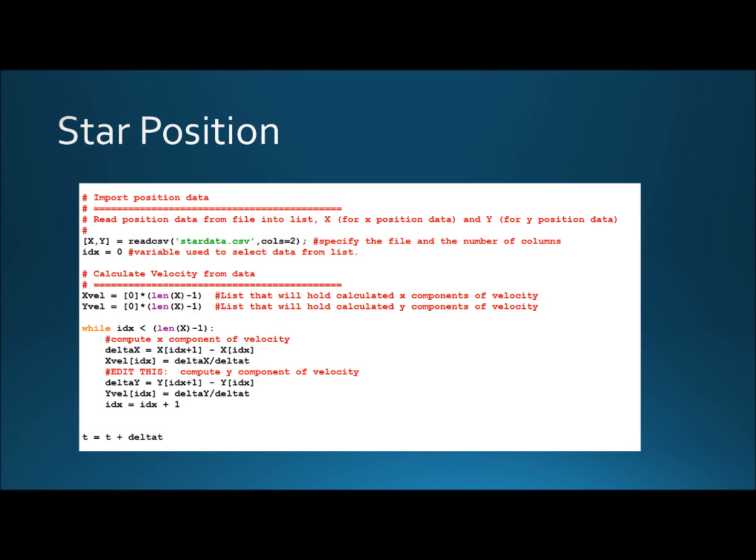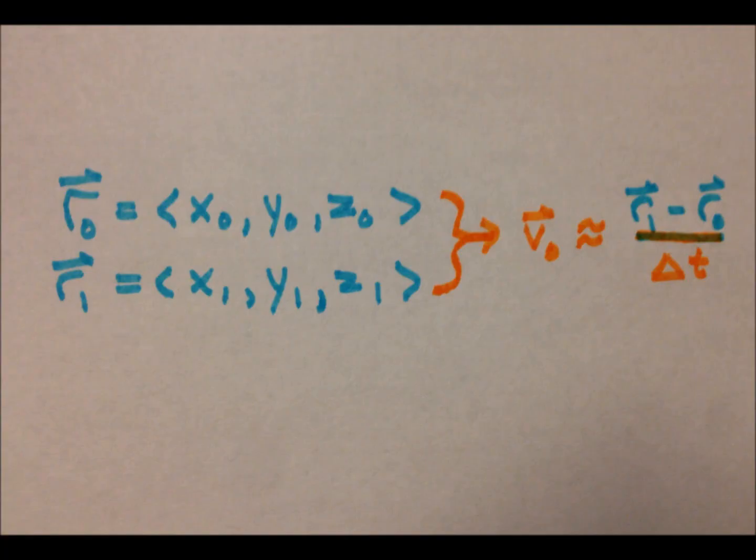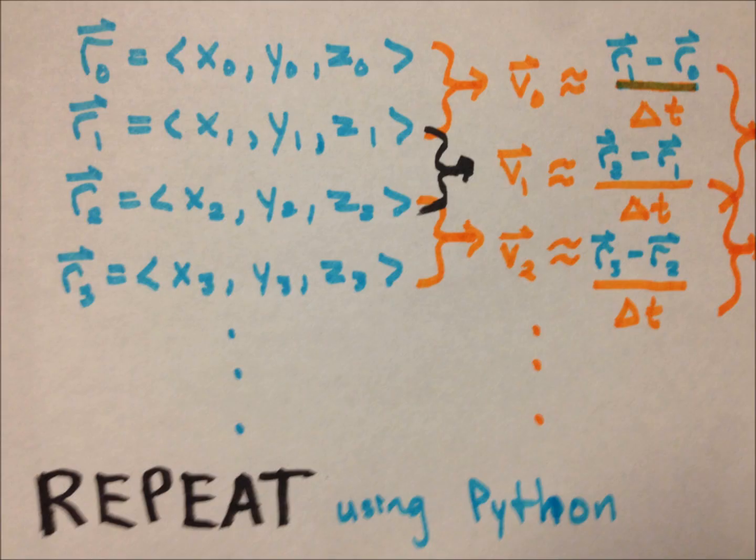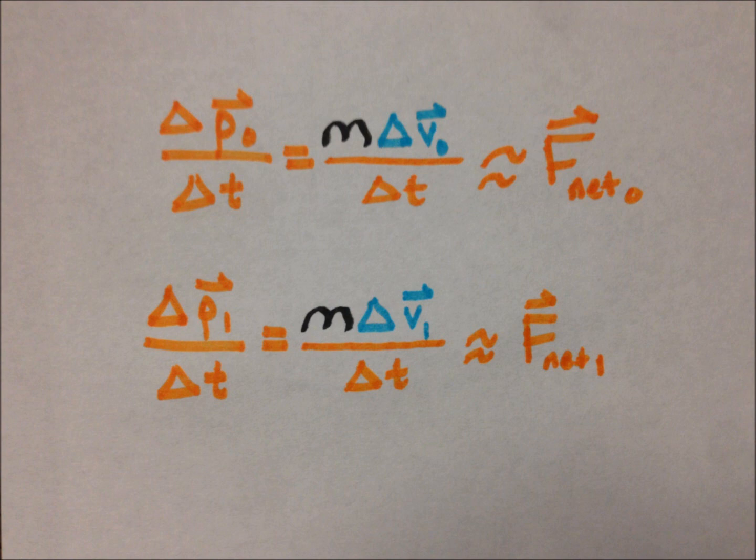The velocity can be calculated from the position data by taking the final position minus the initial position, all divided by the change in time. This procedure can be repeated at each new position. This is where using VPython comes in handy. Python finds the velocities between each location using this information. The momentum of the star is then able to be calculated from the corresponding velocities.